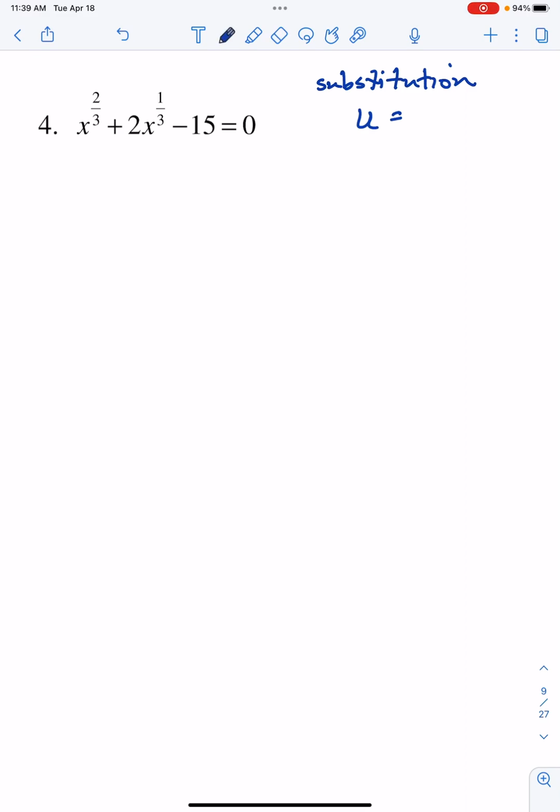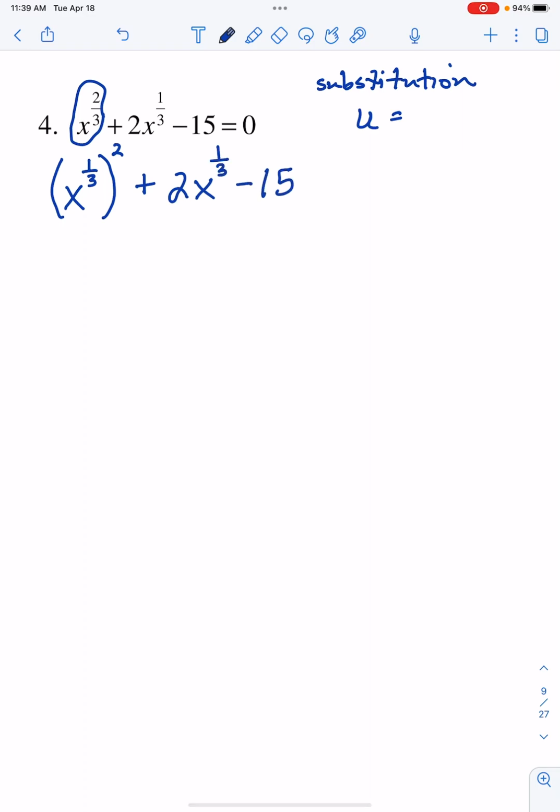We're going to look at this term right here and we're going to rewrite it. We're going to say it's x to the 1/3 squared. We're going to leave 2x to the 1/3 as given, minus 15 equals 0. Why can we take 2/3 and split it up like that? We are applying an exponential rule called the power rule. When a power is to a power, we multiply. So 1/3 times 2 is 2/3.